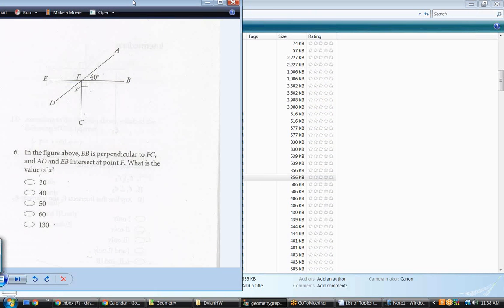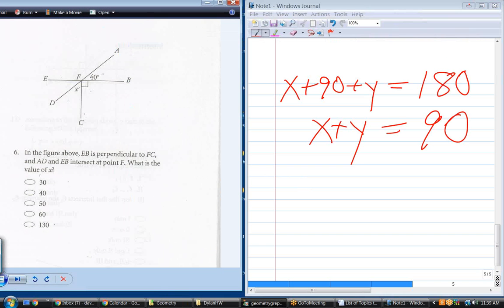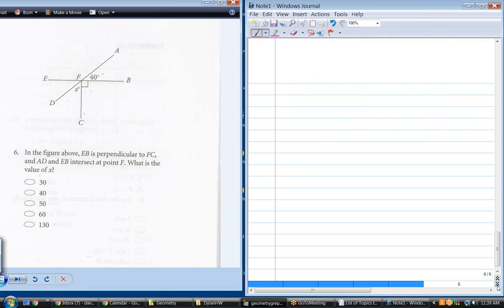Six. In the figure above, EB is perpendicular to FC, and AD and EB intersect at point F. What is the value of X? Again, everything they state in this can be discerned by just reading the picture. You almost ignore the rest of this. The only thing you need to know is what they're asking for, and looking at this picture, they must be asking for X.